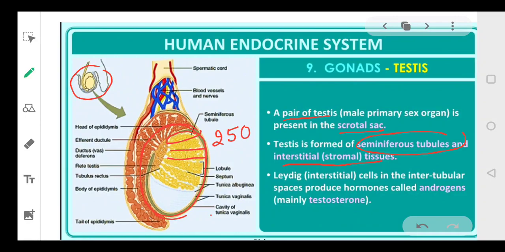Now, in the interstitial tissue, dear students, there are special types of cells called Leydig cells. These Leydig cells produce hormones which are collectively called androgens, and the example of androgens is testosterone. So in short, dear students, we can say the testis produces a hormone called testosterone.